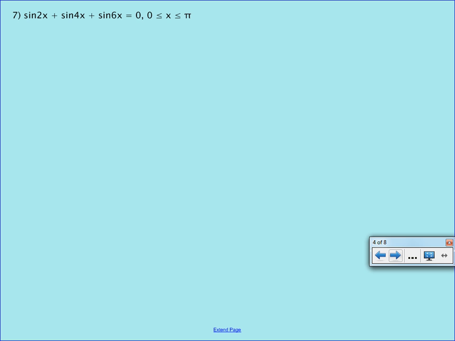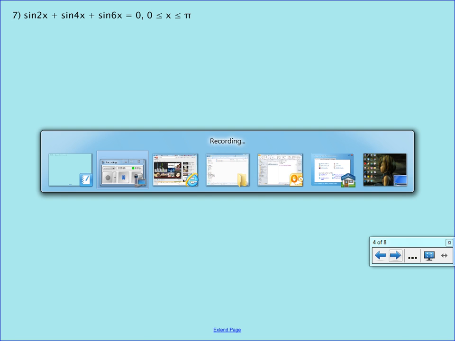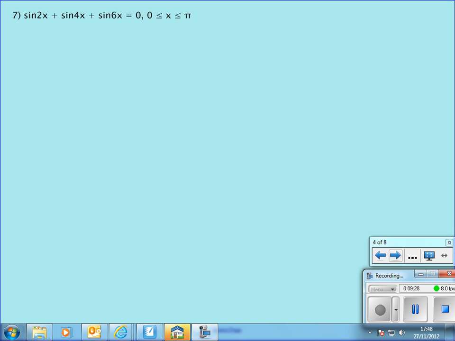Last one. Sine 2x plus sine 4x plus sine 6x. Could use double angles maybe, but probably wouldn't get anywhere. The whole thing equals 0. I've got mixtures of sine plus sines. This must be the factor formula, mustn't it?